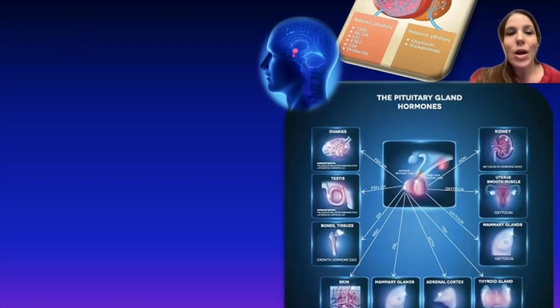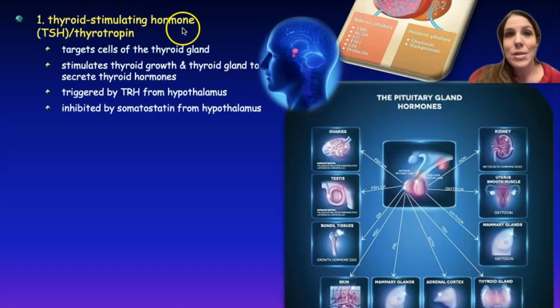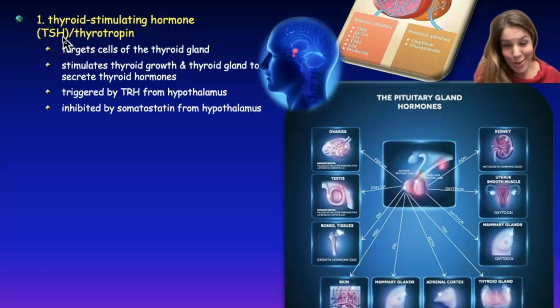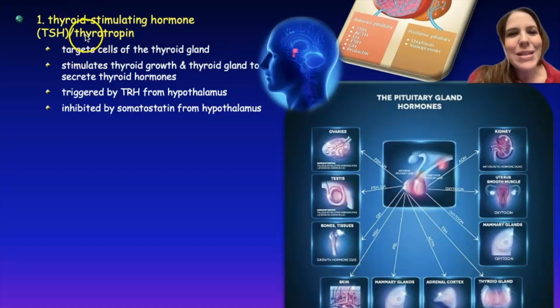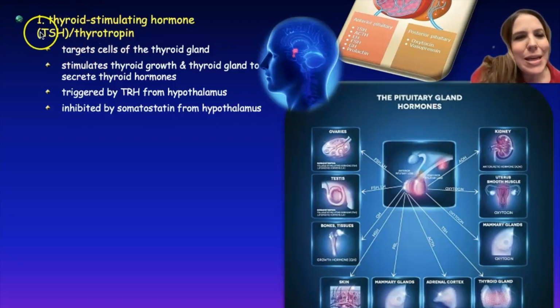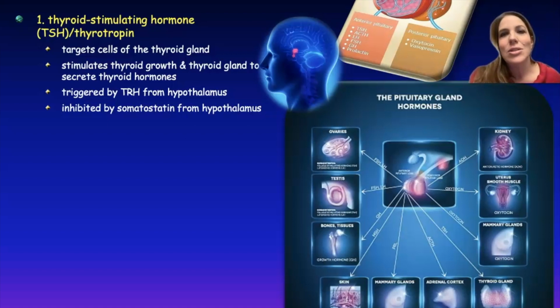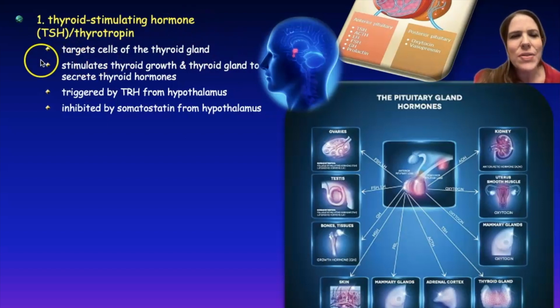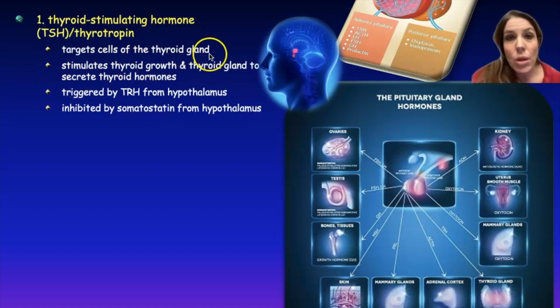Number 1, we are going to talk about thyroid stimulating hormone, TSH. It has another name, of course, like so many things in A&P. The other name is thyrotropin. And just as the name sounds, this hormone, TSH, is going to target the cells of the thyroid gland, which is located on the anterior neck right over the larynx. So it's targeting the cells of the thyroid gland, and it's going to tell the whole gland to grow and to secrete thyroid hormones.